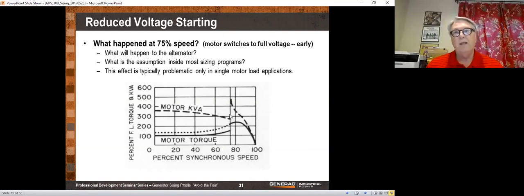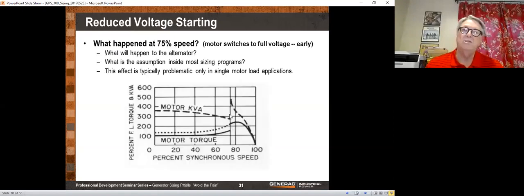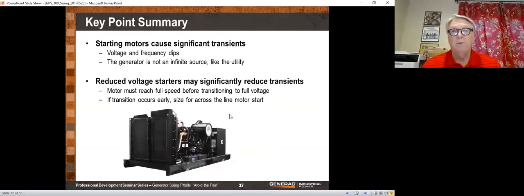So these mechanical reduced voltage starting methods, your auto transformer, your star delta, your primary reactor, tend to be good, but may not actually give you the benefits that you're looking for because they cannot get that motor up to full speed before they have to switch to full voltage. Now, if you've got a compressor, let's say, you can start that compressor unloaded and get it up to speed and then load it, well, that's a different situation. So there's our key point summary.